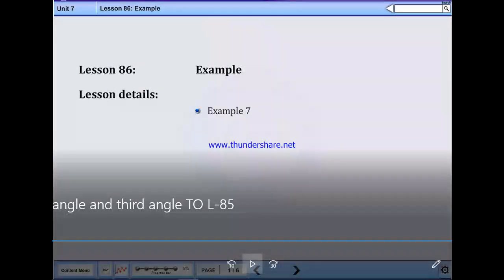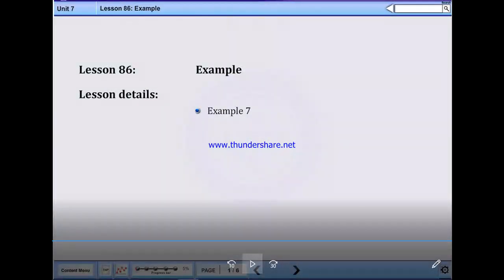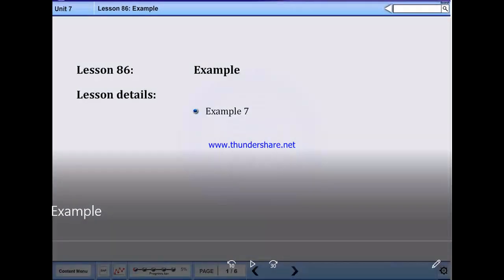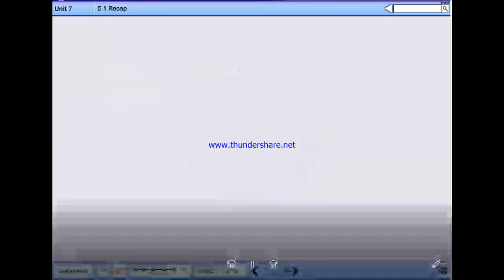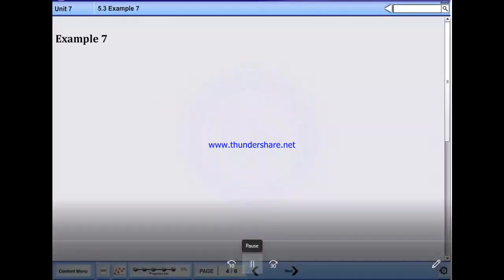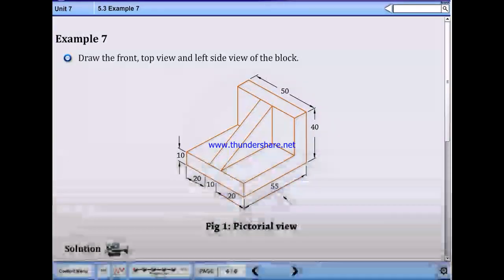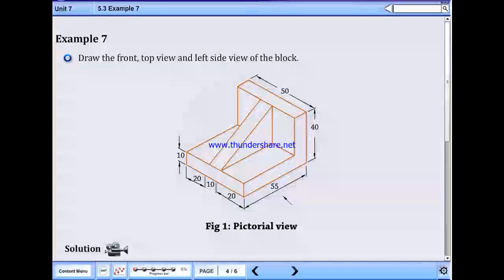Now the next topic is example 7. Now we will see one more example, that is example number 7. First note down example 7. Draw the front view, top view and left side view of the block as shown in the figure. This is the pictorial view.